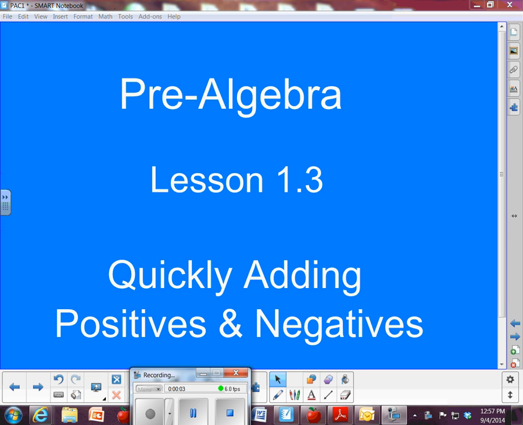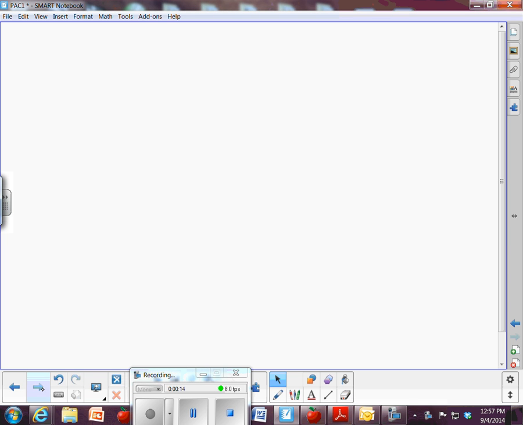All right, this is Pre-Algebra Lesson 1.3, quickly adding positive and negative numbers. Now, we've been trying for the last few days to train your brain on exactly what is going on. So hopefully we've done that. Hopefully you have a concept and an understanding of what's going on in the math. To help you with that, let me do one reminder.